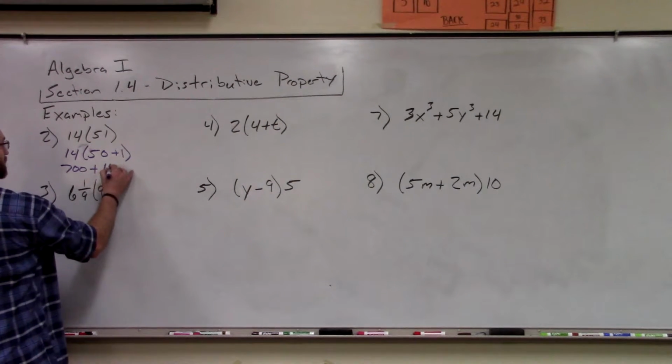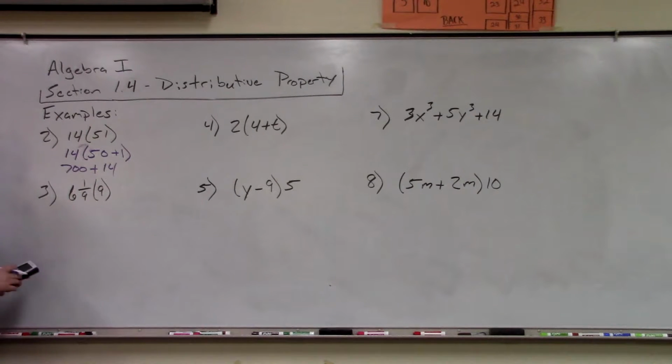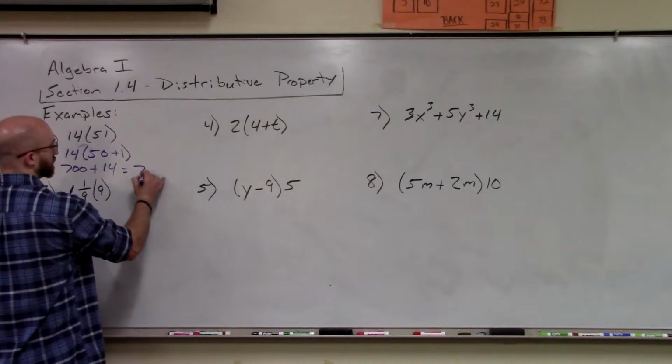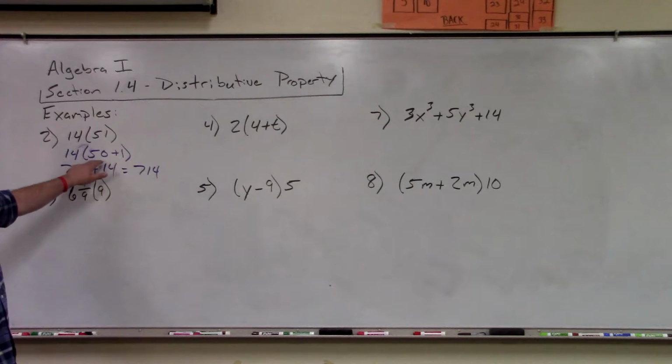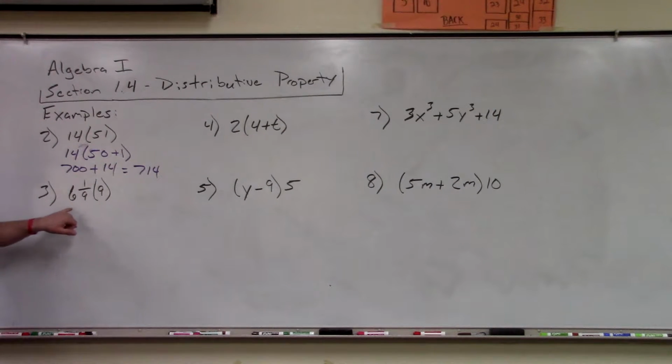Plus 14, because 14 times 1, because it goes to each term, that equals 714. Again, the process of this, I know you could just probably go 14 times 51, but that's not the point. The point is to get used to using the distributive property, all right? So we're going to do the same thing here, all right? And this one's actually pretty useful.